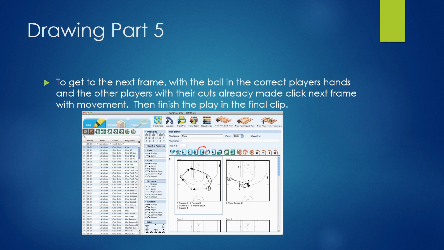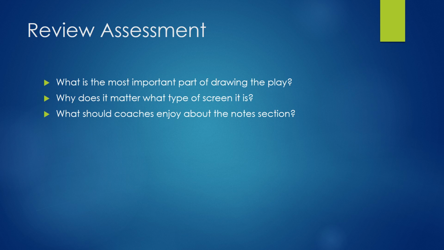Now, as a little review for this lesson, I'm gonna ask a couple questions, and then you're gonna answer them and send them to me. You can listen to this presentation as many times as you want to get the correct answer, but I want to know what is the most important part of drawing a play. Drawing a play doesn't necessarily mean drawing it, but in the whole process of drawing a play, what is the most important? The second question is, why does it matter what type of screen it is?